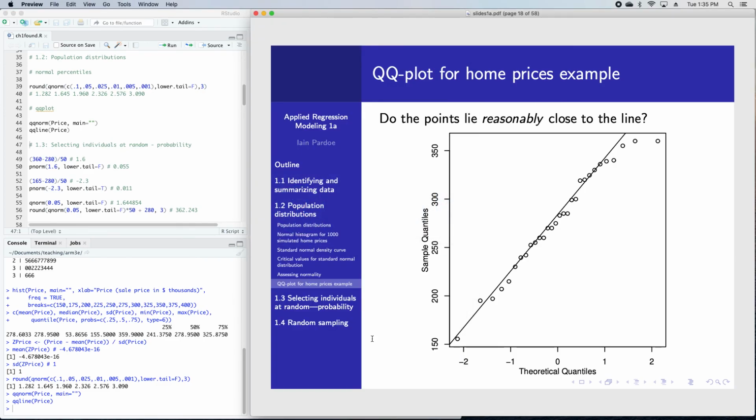So I've talked about population distributions, about the normal distribution and normal tables with critical values and probabilities in them. And we've also talked a little bit about assessing normality using either a histogram, or, slightly better, a QQ plot, also known as a normal probability plot.